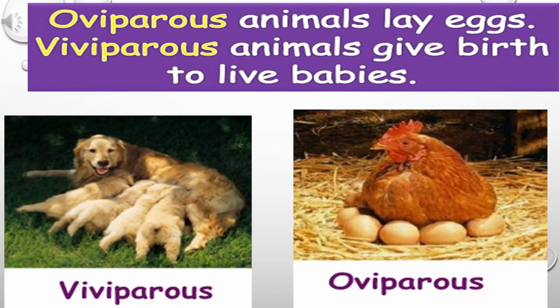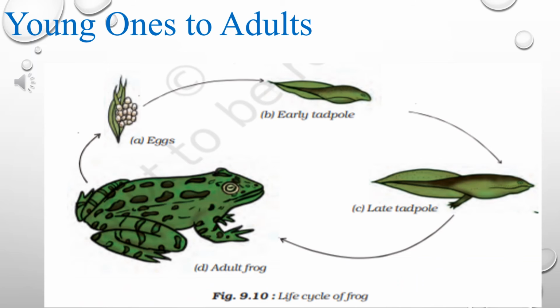The next topic we are going to learn is the viviparous and oviparous animals, children. We have learned that some animals give birth to young ones, while some others lay eggs, which later develop into young ones. The animals which give birth to young ones are known as the viviparous animals, and those animals which lay eggs are known as the oviparous animals, children. The next topic we are going to learn is the young ones to adults.